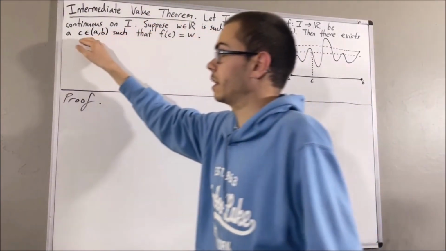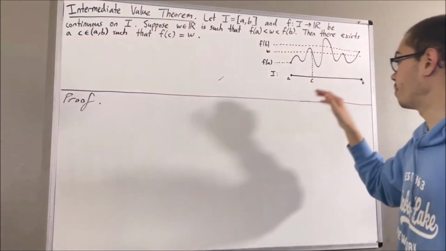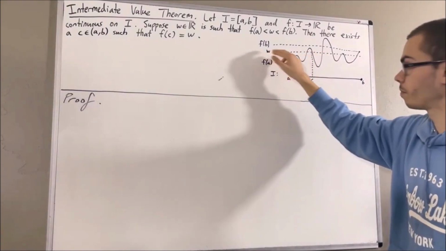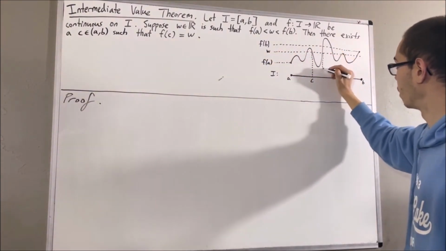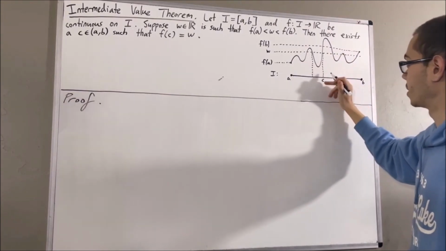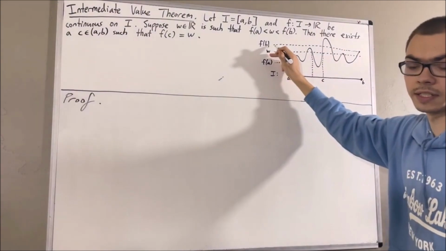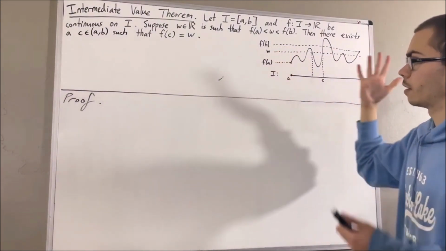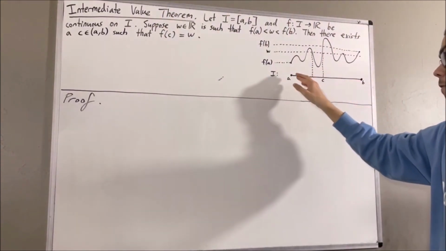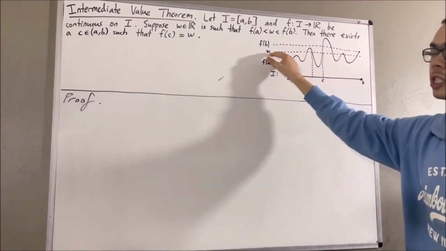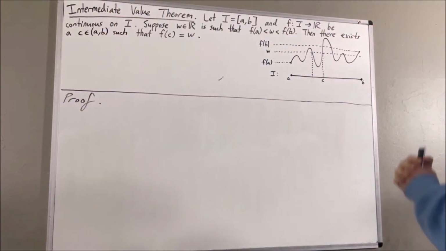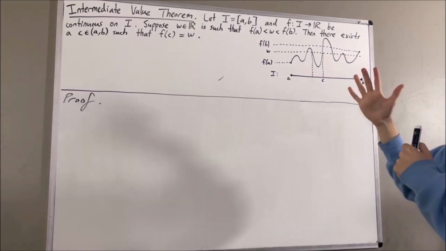Now, this value c is not necessarily unique. There could be many different values of c whose output values yield w. For example, if instead we take c to be this guy, well then, as you can see, f(c) is also going to equal w in that case. So what this theorem is telling us is we can find at least one value for c in the open interval (a, b) such that f(c) = w. And that is really the essence of this theorem. So now we're going to prove it.